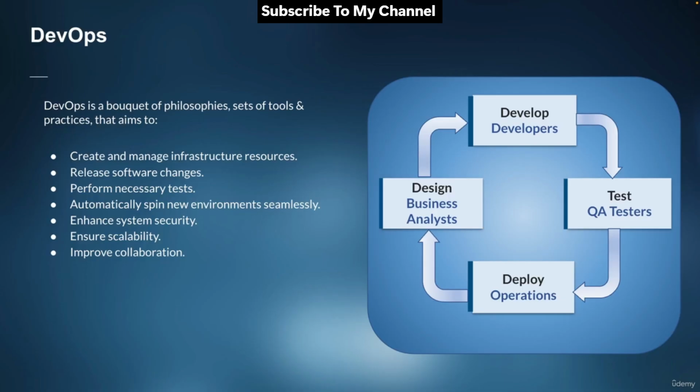DevOps aims to automate as many processes as possible to reliably and efficiently create and manage infrastructure resources, release software changes, perform necessary tests, for example, unit, integration, stress tests, etc., automatically spin new environments seamlessly, enhance system security, ensure scalability, and improve collaboration. Having said this, in my opinion, DevSecOps, SysOps, MLOps, CloudOps, and all these variations can all be replaced by the term DevOps.